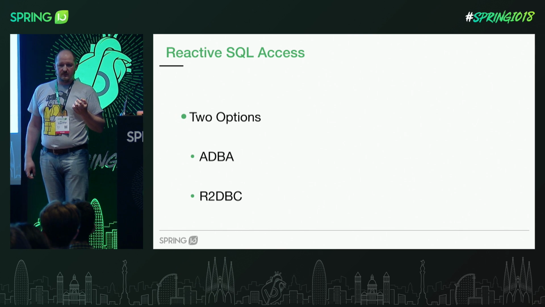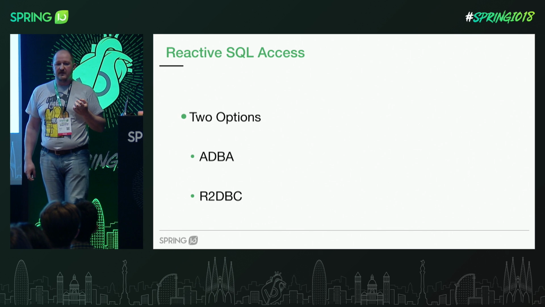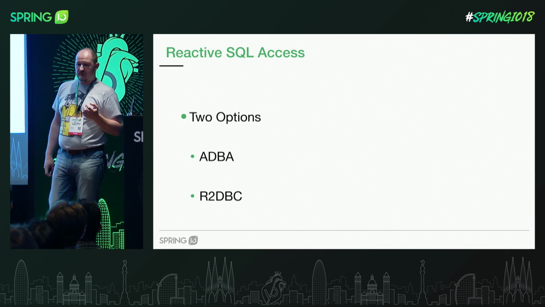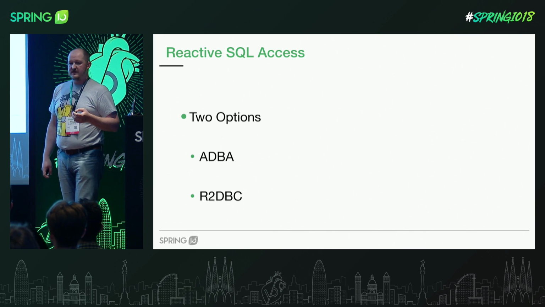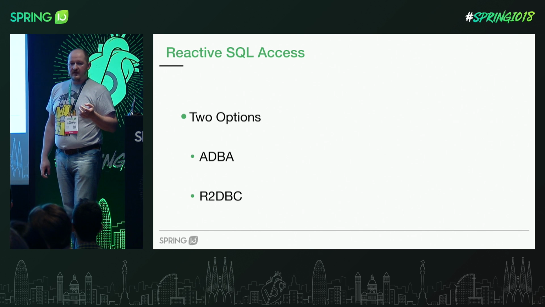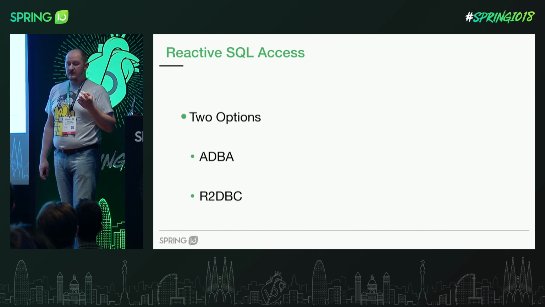The one is called ADBA. That's an effort driven by Oracle, and the acronym stands for Asynchronous Database API. The other one is R2DBC, which is an effort driven by Pivotal, the company I work for. And this tries to leverage a Reactive Streams-based API.